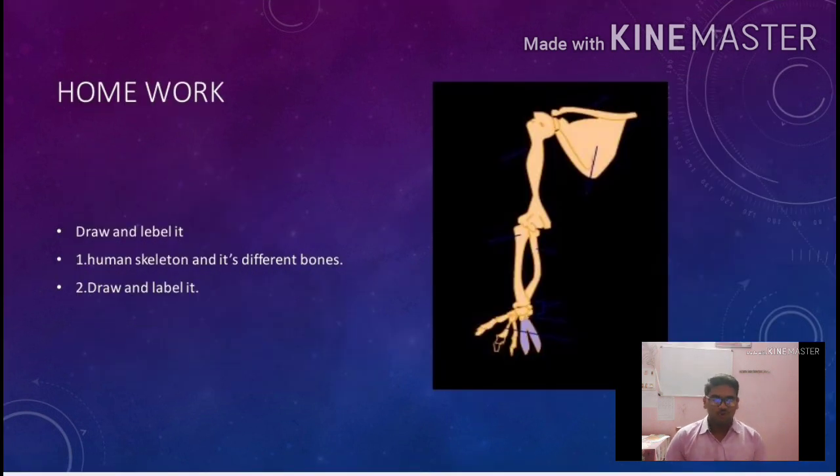So it is your homework that you have to draw a structure of the human skeleton and identify different bones. Second, I am showing a picture to you. Label it and draw it in your copy. This is your homework.